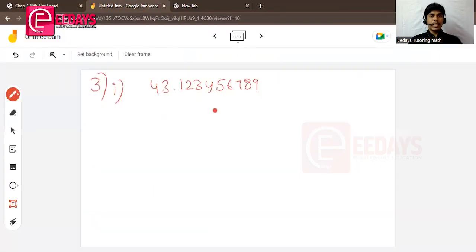If they terminate, let's take the number 3.142. It is terminated here, it just stops here. 3142, we can write it as 3142 by 1000. It is in the P by Q form. So that's why it is a rational number.